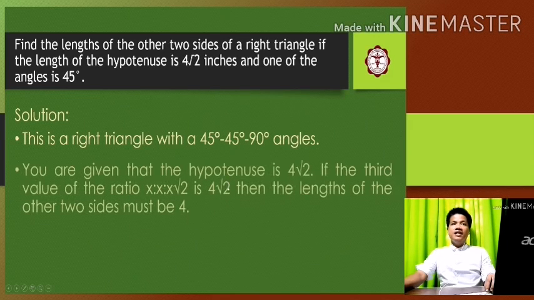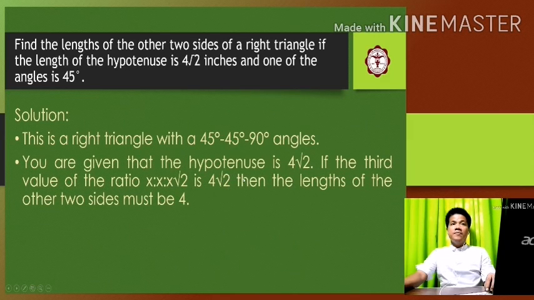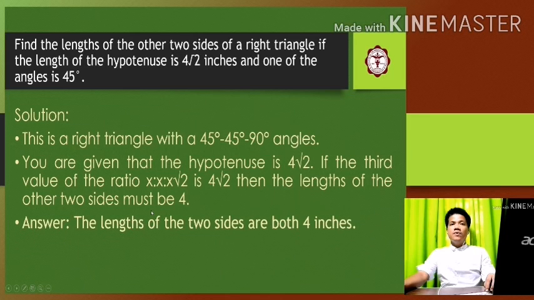We are given that the measure of the hypotenuse is 4 square root of 2 inches. If the third value of the ratio x is to x square root of 2 is 4 square root of 2, then the lengths of the other two sides must be 4, meaning to say that the lengths of the two sides are both 4 inches.